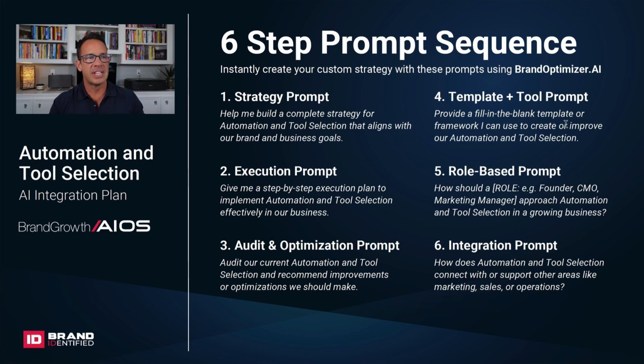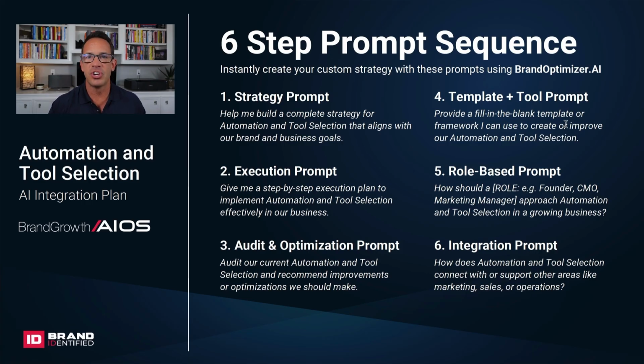So moving on, this leads us to a 6-step AI prompt sequence that I've developed for you that you can use over at BrandOptimizer.ai to instantly create your custom strategy for your business. So prompt number 1 here, this is your strategy prompt, and that is: help me build a complete strategy for automation and tool selection that aligns with our brand and our business goals.